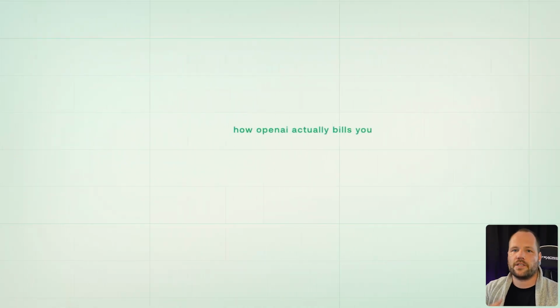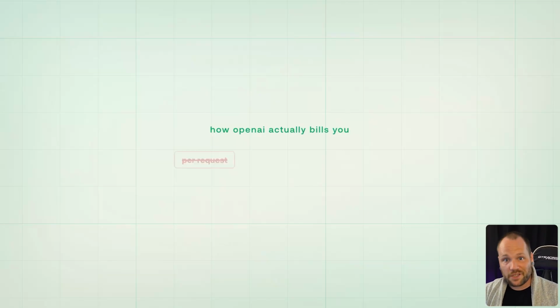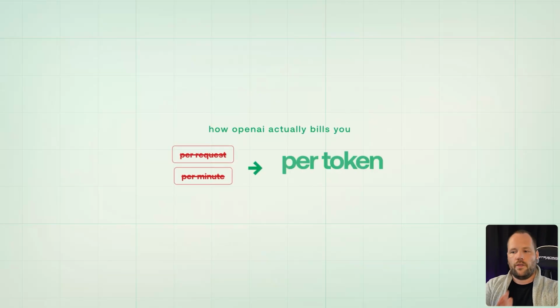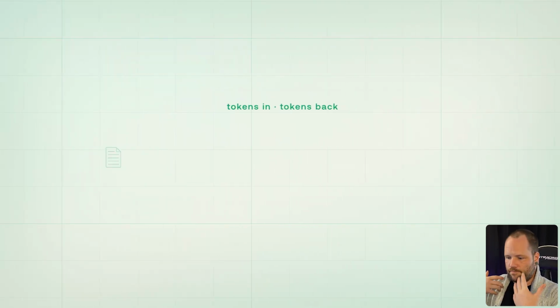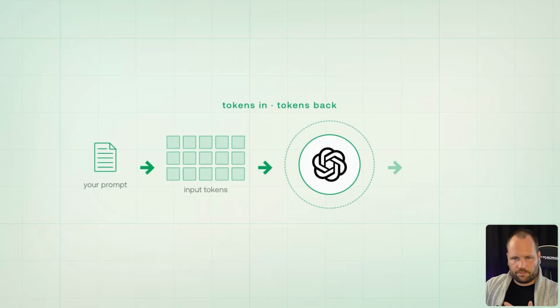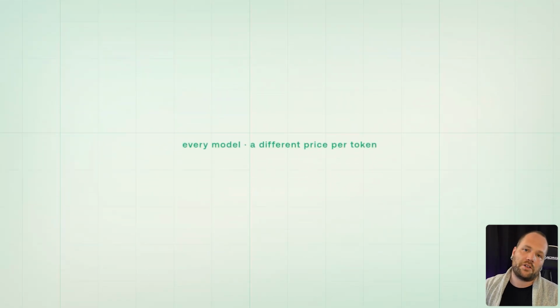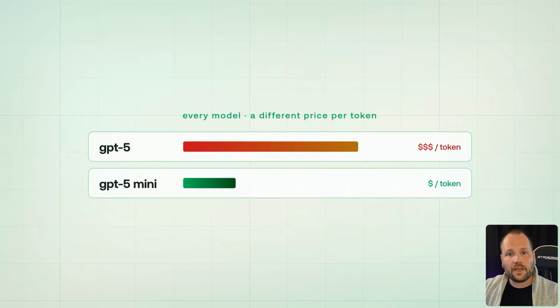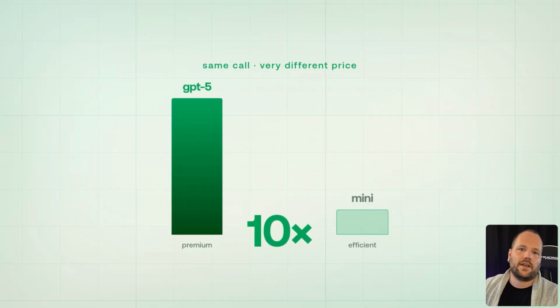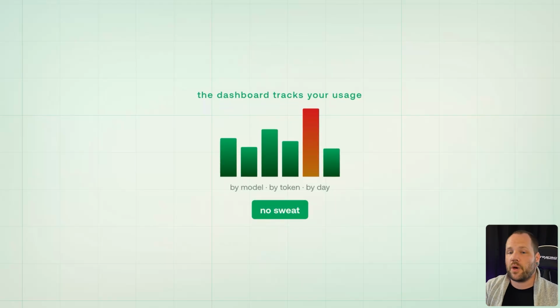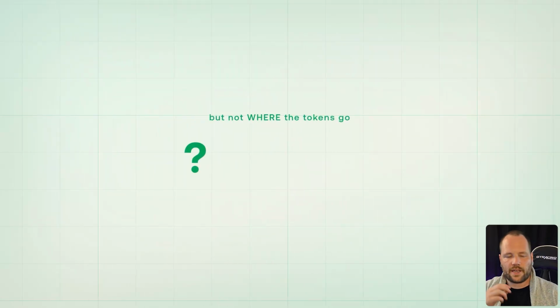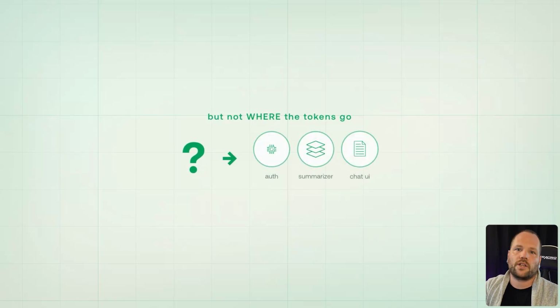I think it's important to start by just understanding exactly how OpenAI is billing you in the first place. They don't charge by request or by time, they charge by token count, and that's broken down into input and output tokens. Input tokens being tokens you feed the model, output tokens being tokens the model gives back. And every model tier has a different price per respective token. For example, GPT-5 costs about 10 times more than GPT-5 mini. You can absolutely use the OpenAI dashboard to track your usage by model, by tokens, by the day, right? That's no sweat. Where it gets a little sticky is that it doesn't always show you exactly where those tokens are going, right? Which function or component is actually making those calls. So it's really easy to lose track.